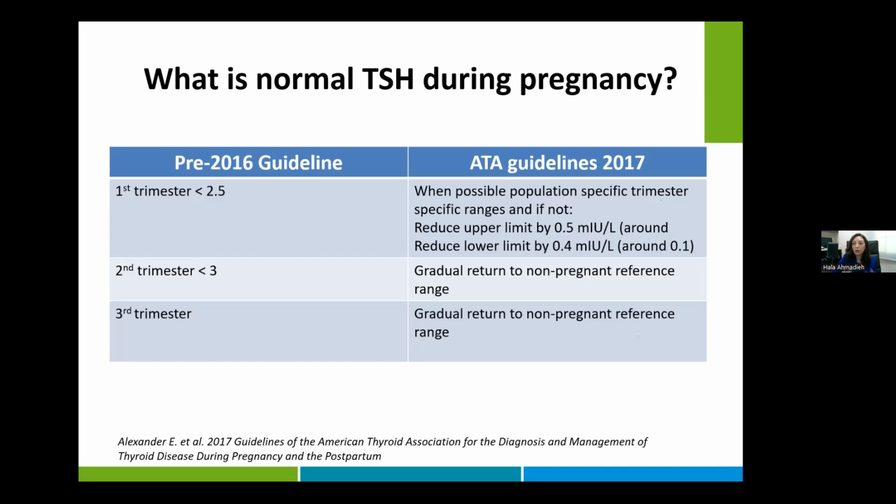For instance, if the normal range of the TSH is 0.5 to 4.5, then you can reduce the upper limit by 0.5 and the lower limit by 0.4. And this is a good way of estimating what's a normal TSH range for pregnant women. However, in the second and the third trimester, we can return back to the non-pregnant reference range.